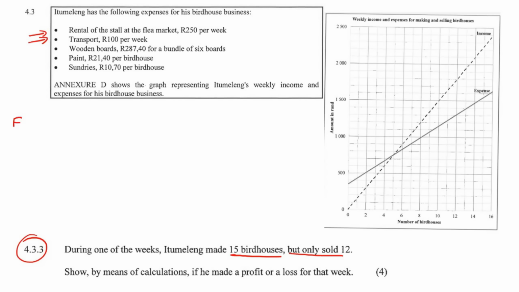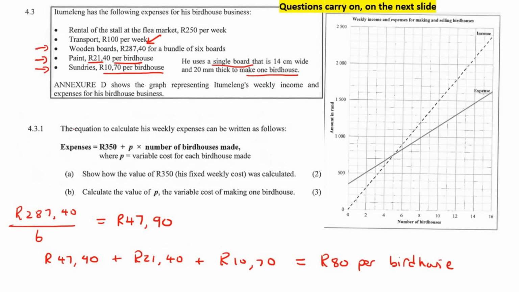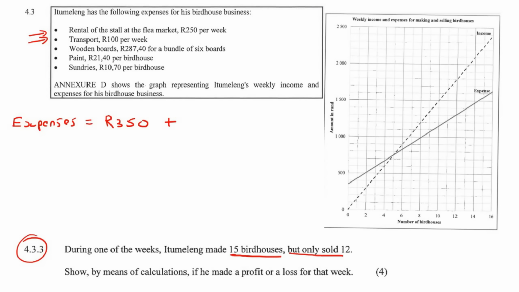So his expenses are going to be 350 Rand. That's your fixed cost, remember? Plus, can you remember in the previous question, we see that to make one birdhouse, it's 80 Rand. So how many birdhouses did he make? He made 15. So we can say 80 multiplied by 15. And so if you go calculate all of that, it's going to be 1,550 Rand. So that is what his expenses were for that week.